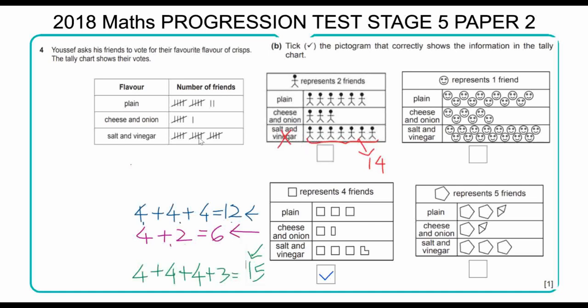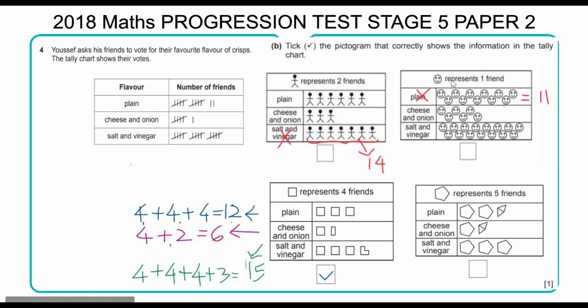While this one should be 15. That is why this is wrong and rejected. Next, this one smile represents 1 friend. So if we count 1, 2, 3, 4, 5, 6, 7, 8, 9, 10, 11. It is not 11, it should be 12. That is the reason we reject this one.